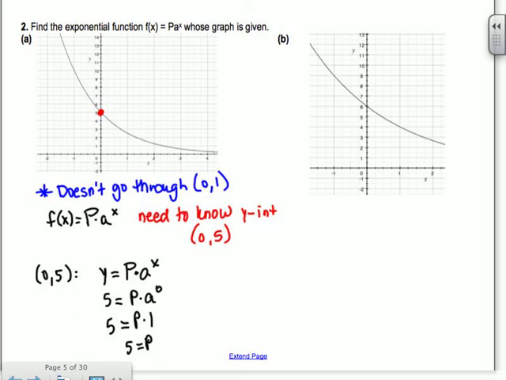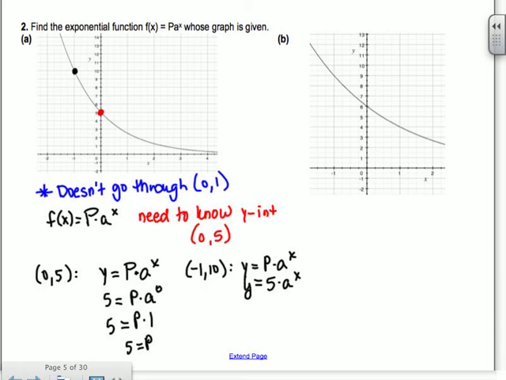-1, 10. Do you guys see that one? See how the other ones aren't crossing on nice whole numbers? So let's try that. So -1, 10. So I have y equals p times a to the x, and I've already solved for p, so I know it's 5. So I'm going to plug that in. I'm going to plug in -1 for x and 10 for y.